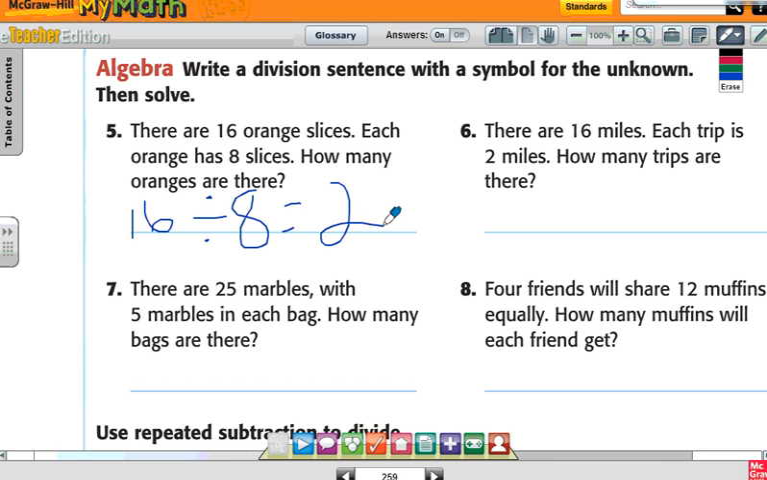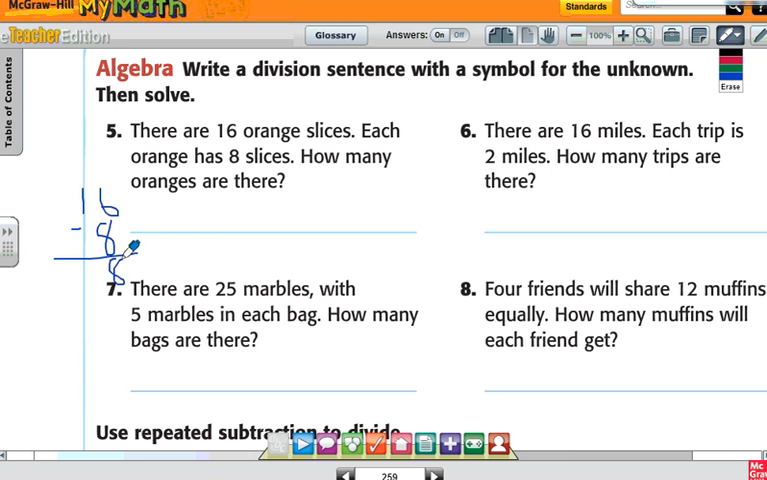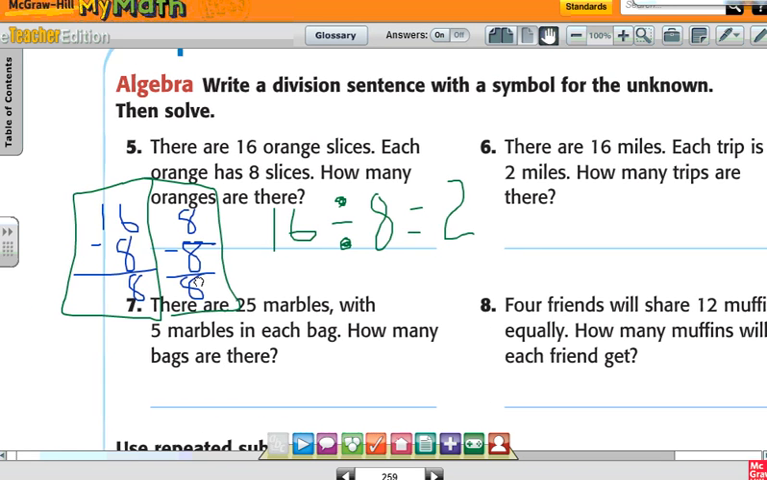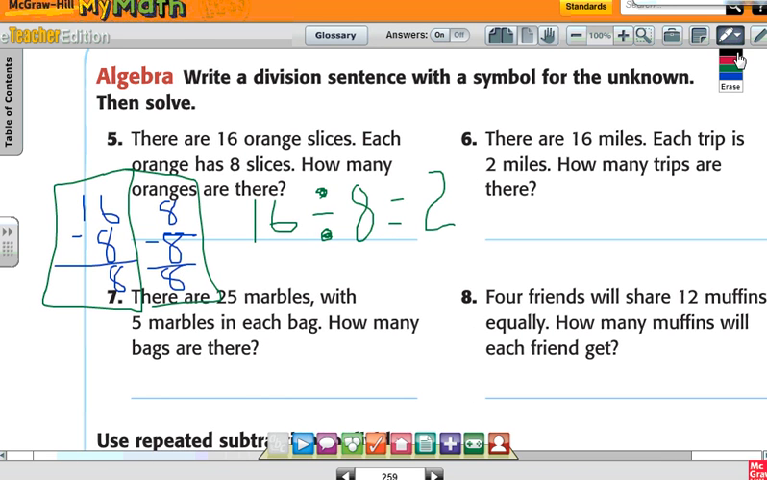So I'm going to write it here, to solve it, 16 minus 8 is 8, and then 8 minus 8 is 0. How many times did I subtract? 2. So 16 divided by 8 equals 2. Sorry, this is 0, not 8. My fault. It's okay, Ms. Martina makes a mistake. This is a 0, not 8. Alright? Sorry about that.